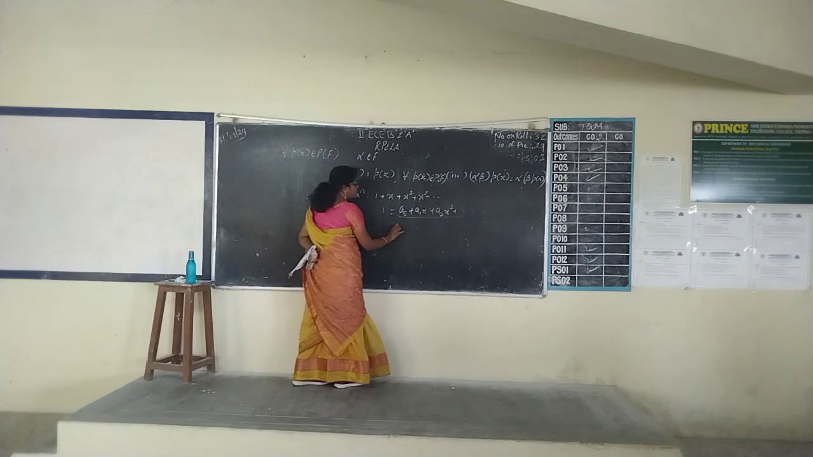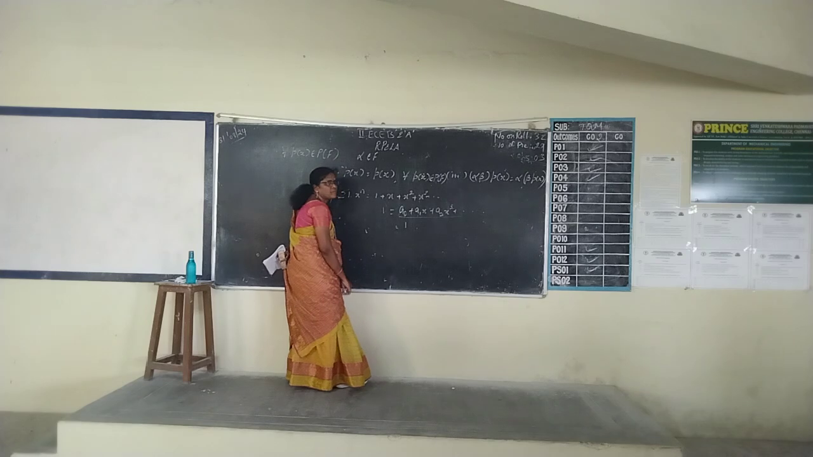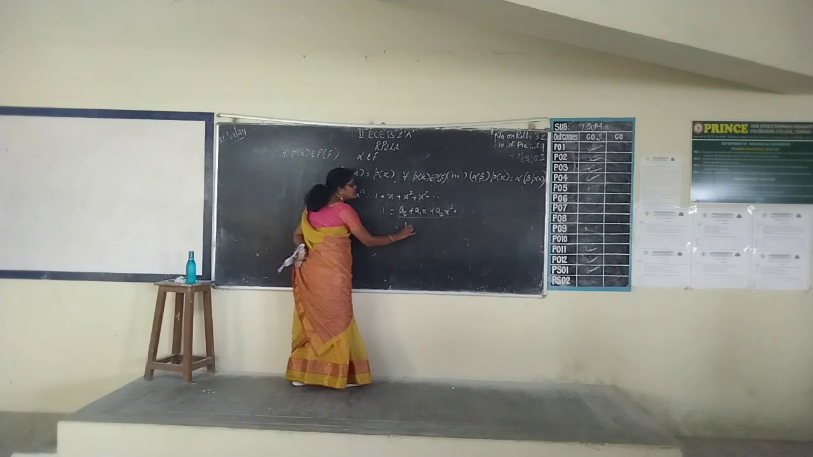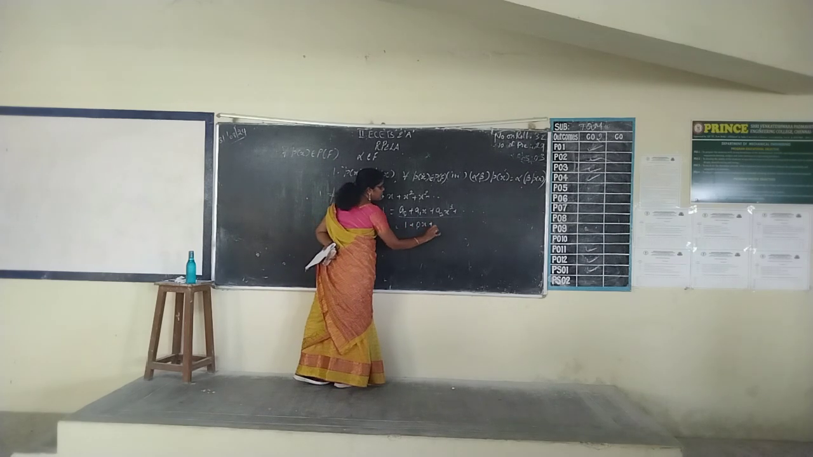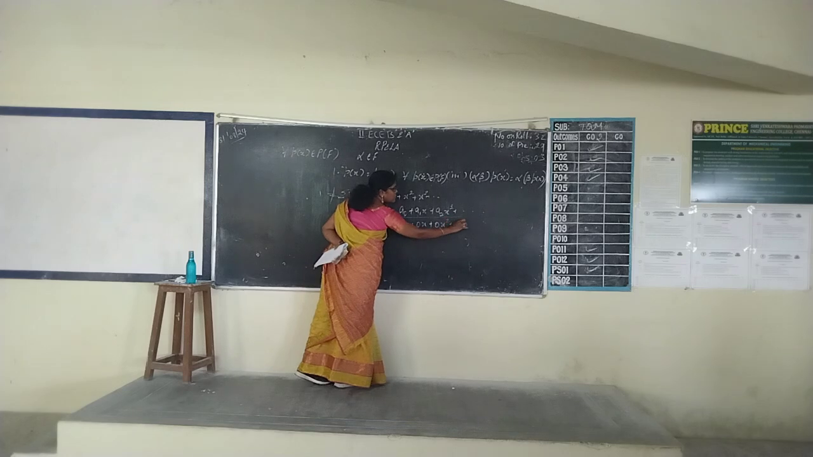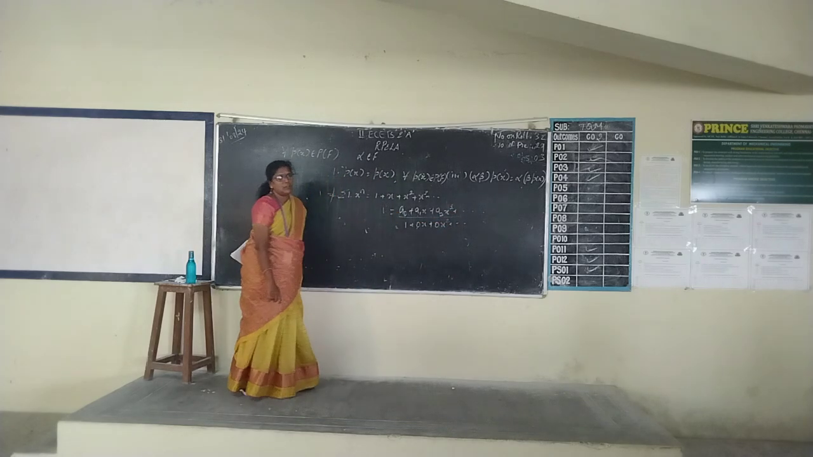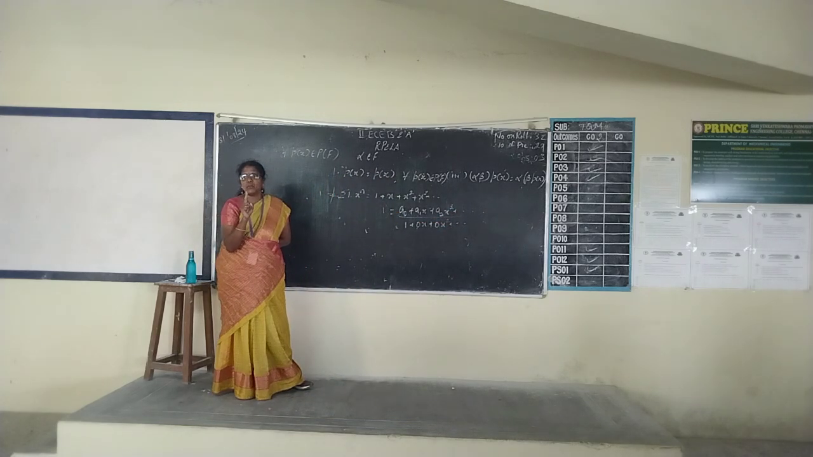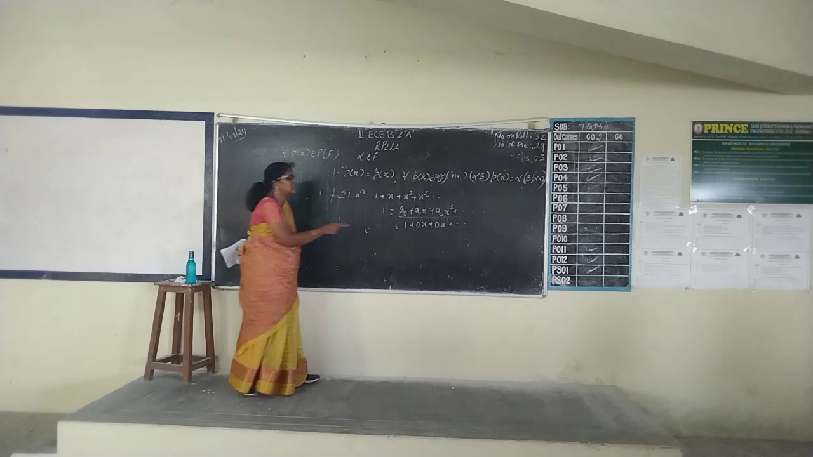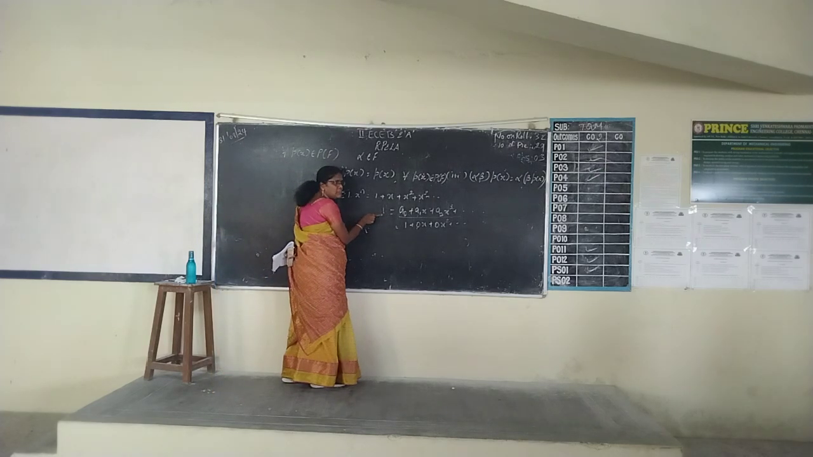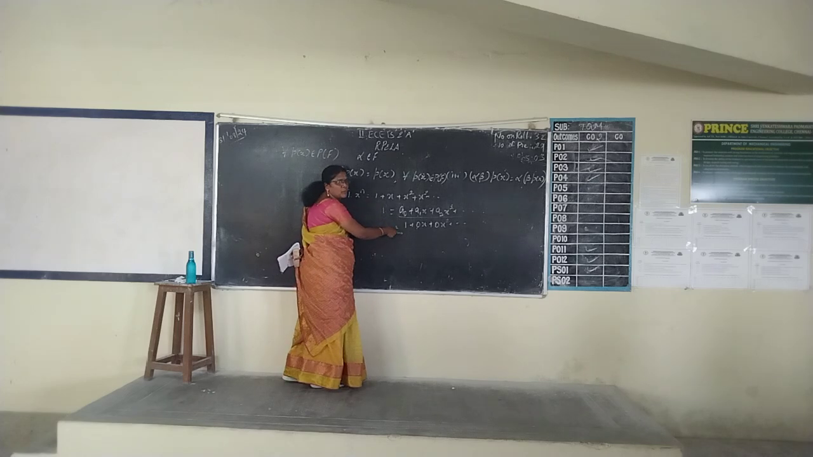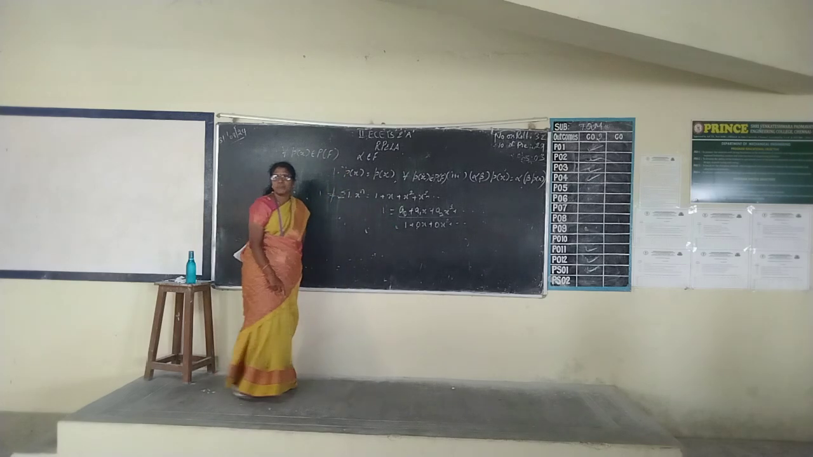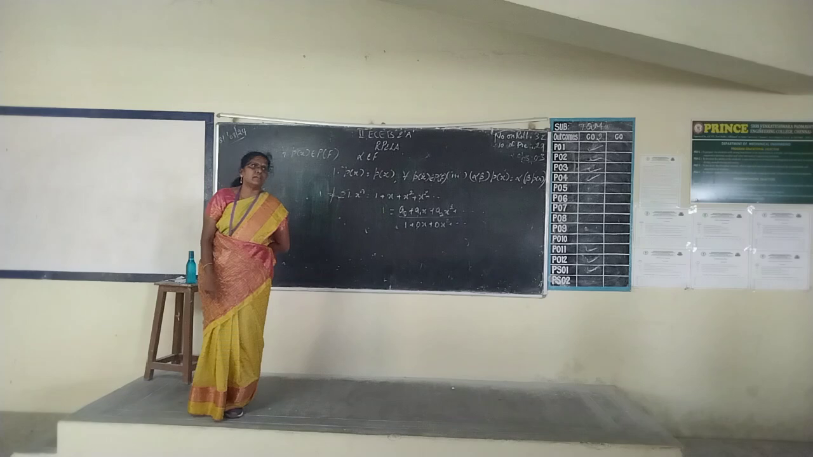a0 should be 1. a1, say louder, 0. a2 is 0. And all the other coefficients should be 0. Only the constant a0 should be equal to 1. All the other coefficients should be 0. So this is the way I can represent the number 1 in terms of a polynomial. Can you understand?